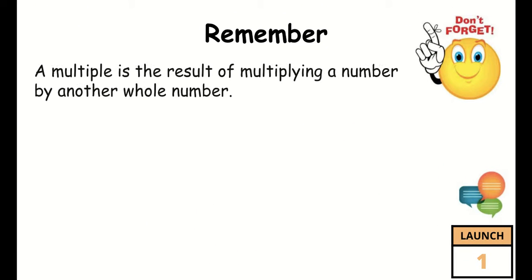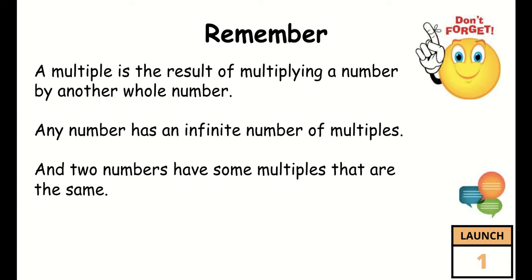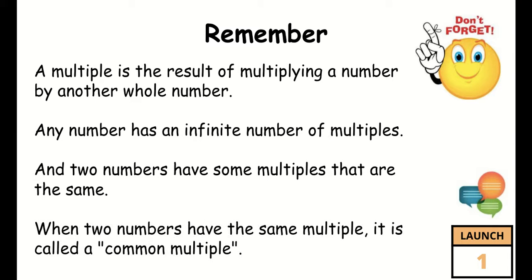So let's remember, a multiple is the result of multiplying a whole number by another whole number. Any number has an infinite number of multiples, and two numbers have some multiples that are the same. When two numbers have the same multiple, it is called a common multiple.